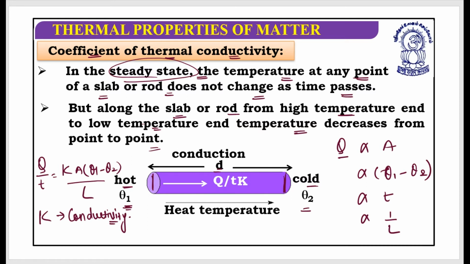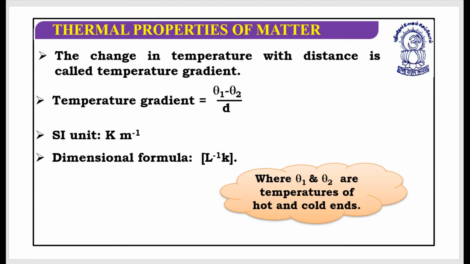Yes, it's the thermal conductivity of an object. So we can say the change in temperature with distance is (theta 1 minus theta 2) divided by d, which we call the temperature gradient. When we divide a temperature difference by distance, that is what we call a temperature gradient. So this temperature gradient can be written as (theta 1 minus theta 2) divided by d, where theta 1 minus theta 2 is in Kelvin, divided by d in meters, so the unit is Kelvin per meter.